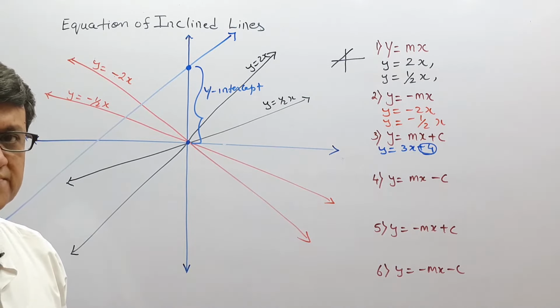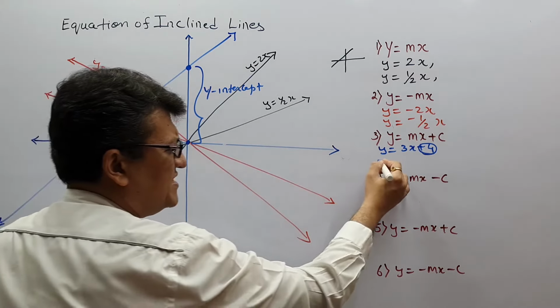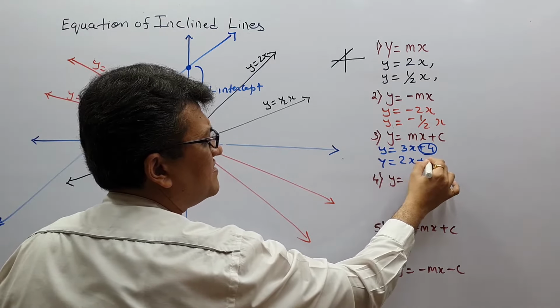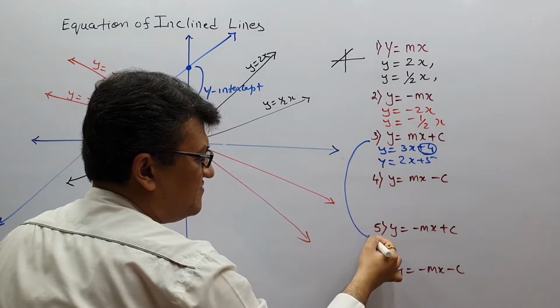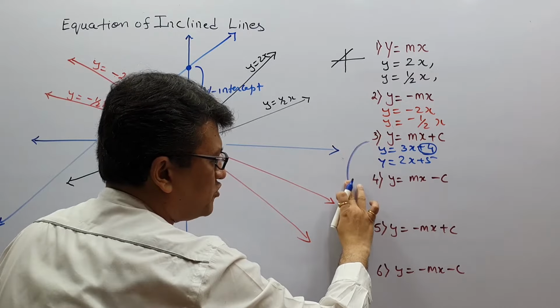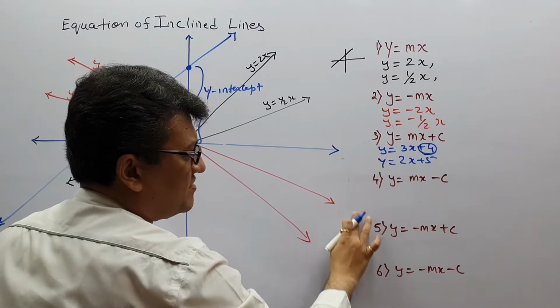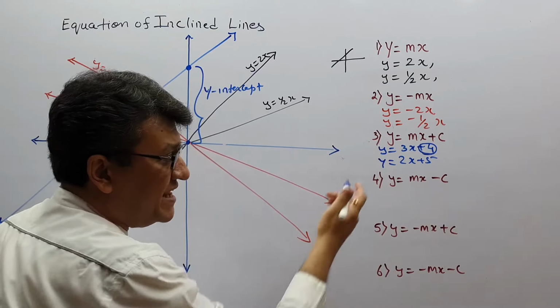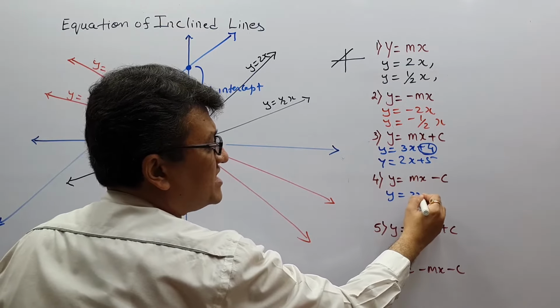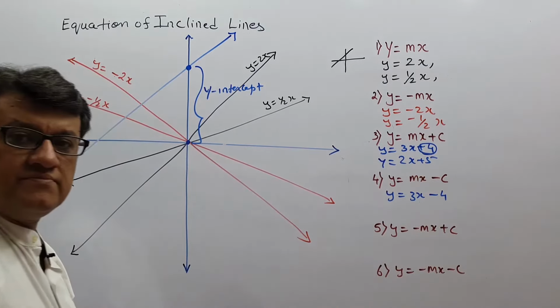Are you getting me, children? So after this, you can even say y equals 2x plus 5. Again. So after this, let me switch over to the fourth one only. What is the difference between the third and the fourth one? y equals plus mx plus c, y equals mx minus c. So let me jot down the same stuff: 3x, instead of plus 4, minus 4.